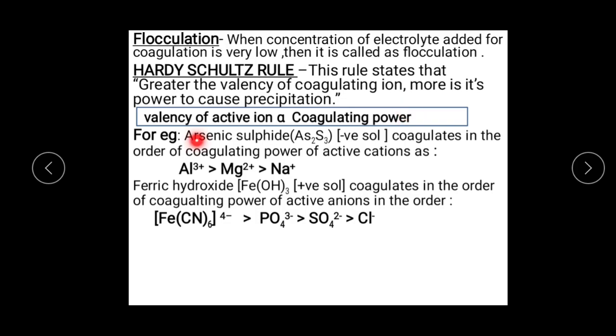Example, you can see arsenic sulfide is a negative sol. So the active ions will be the positive ions or the cations, and you can see aluminium has the maximum valency, so it has more coagulating power, and sodium ion has the least valency, so it has the least coagulating power. Similarly, ferric hydroxide is a positive sol, so it will be coagulated by the anions, and the anion with greater charge will coagulate to the maximum extent, and the one with the least charge will coagulate the least. And this is an important topic.